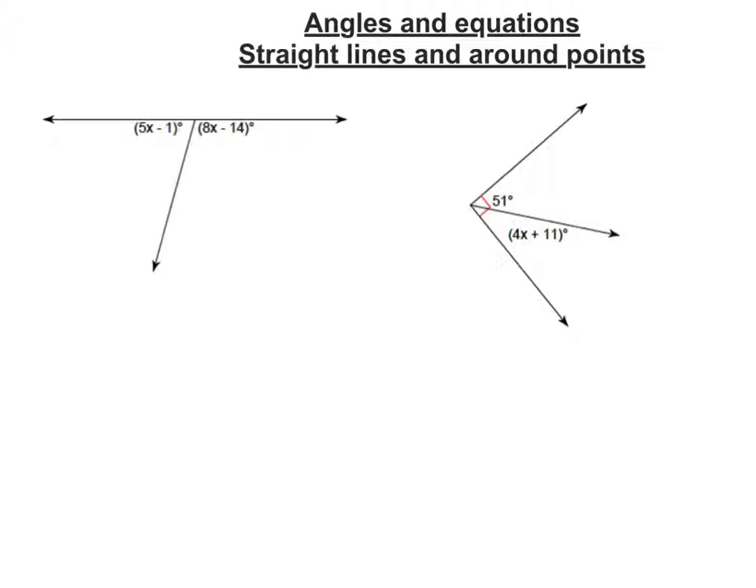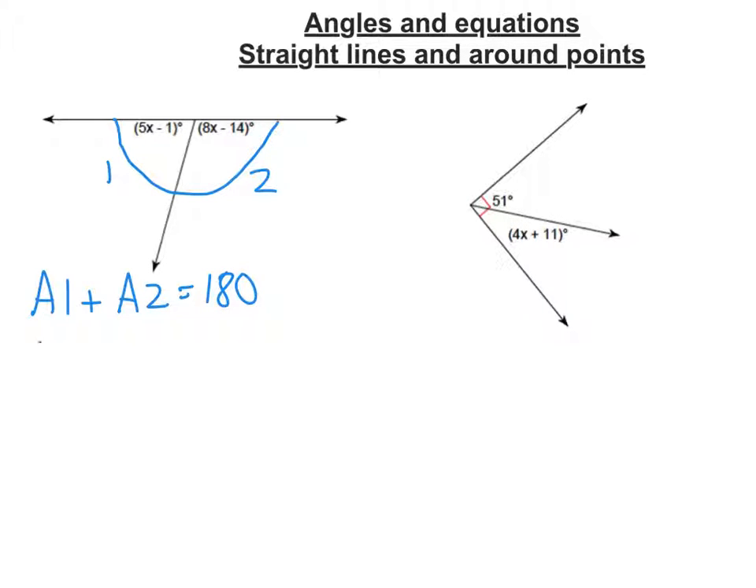In this video, we're going to look at equations that are formed by angles in a straight line or around points. So I've got this first one here. Now, you remember angles in a straight line add up to 180. So if we call that angle 1 and this one angle 2, I've got angle 1 plus angle 2 is going to be equal to 180.